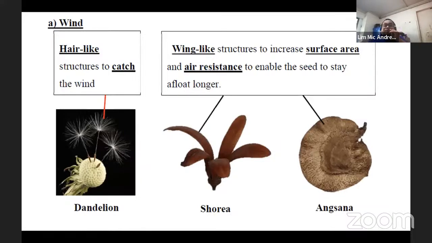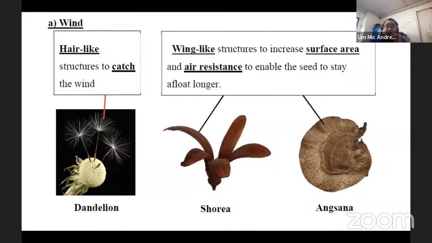Now, in exam questions, if they give you this type of picture, the first thing you do is look at the picture. Is there any wing or something that looks like a feather? In this case, you look at this angsana. There's a wing-like structure. By having a wing-like structure, it increases the surface area and air resistance to enable the seeds to stay afloat longer.